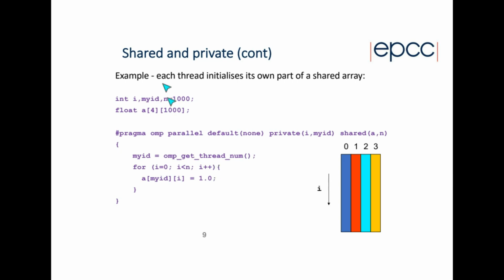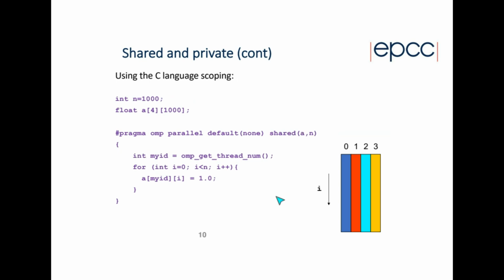Okay, that's a rather old-fashioned and slightly ugly way of writing C, so it would be more natural to use the C language scoping here. So instead of having myID and I declared in a private clause, it would be more natural to declare them inside the parallel region like this. So int myID here and int I here. Those variables are then private by default because they're declared inside the parallel region. So this would be the more natural and nicer way to write this code in C.